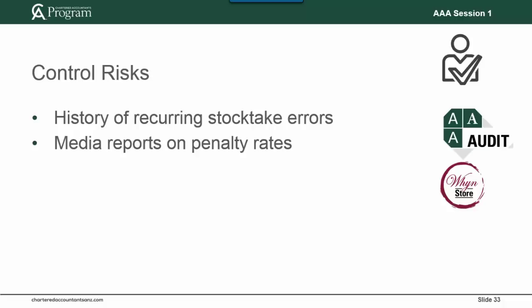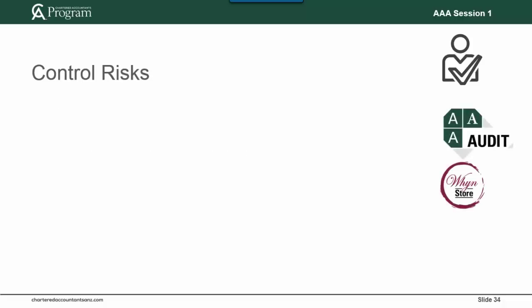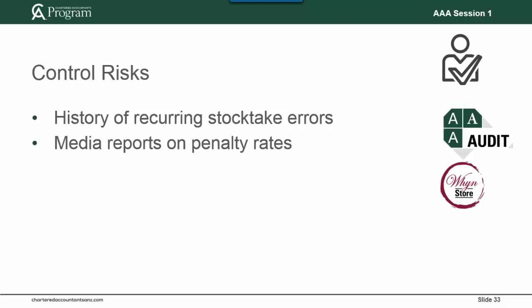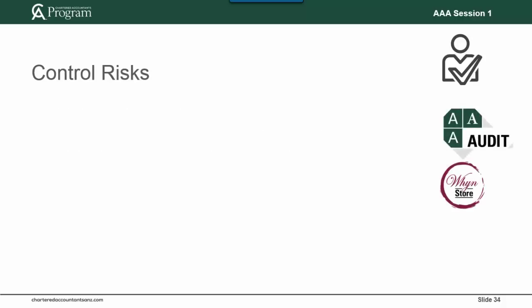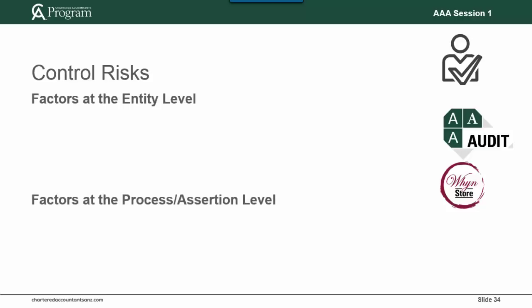With respect to control risks, I'm sure you've worked it out now. The last 2 would be considered to be a control risk, as in both instances, the internal control system does not detect or prevent such errors from occurring. Remember, when we look at risks, we need to consider factors at the entity level and process assertion level.